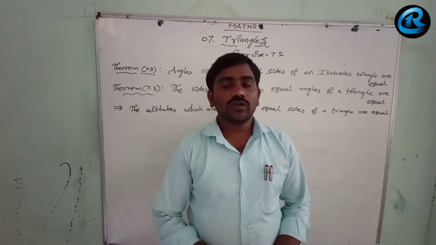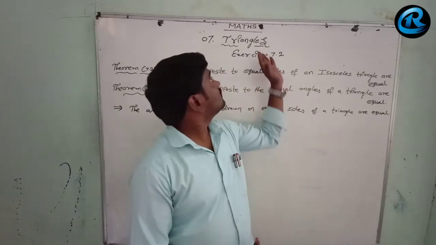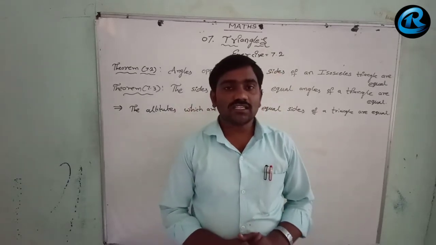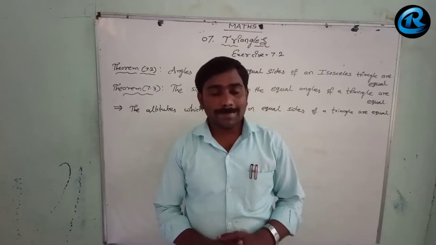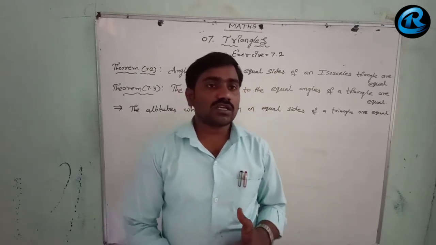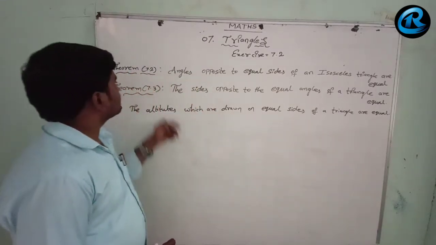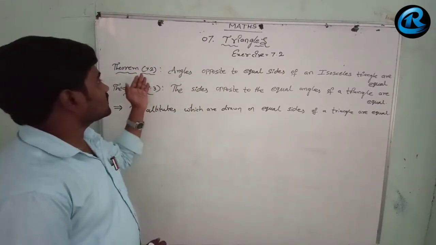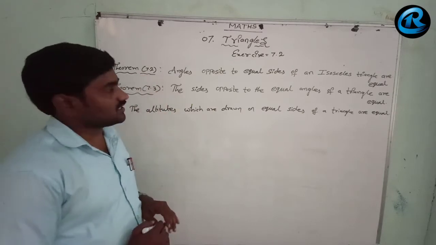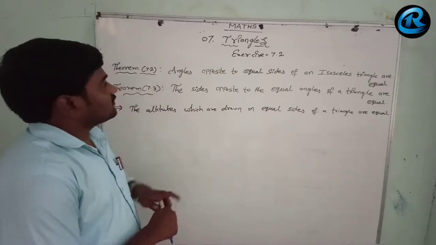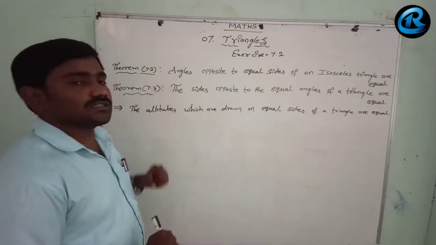Hi children, today you are going to learn ninth class, 7th chapter, that is triangles, in that exercise number 7.2. In this 7.2 exercise we have to discuss mainly these 3 points. Two of them are theorems, like the 7.2 theorem and the 7.3 theorem. So what is the 7th chapter 2nd theorem and 3rd theorem?